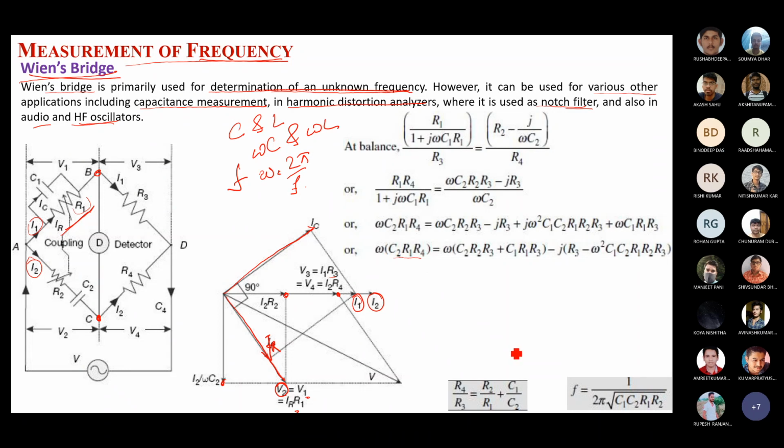So from there you are able to find out C1. If you have the value of C1, you can find out XC1. XC1 equal to minus j 1 by omega C1. If you have the value of omega C1, you can replace it directly. You are able to find out the frequency, 2 pi f, omega C1. Directly you will get the value of frequency.